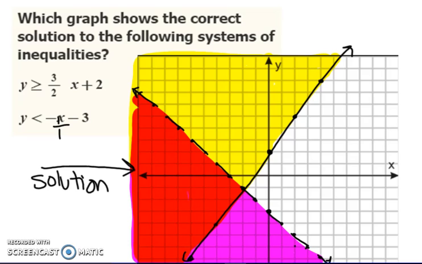The yellow does not count, it's not an overlap. The pink or purple doesn't count because it's not an overlap. Only the red is our solution area because that is the only place where both inequalities are intersecting each other simultaneously.